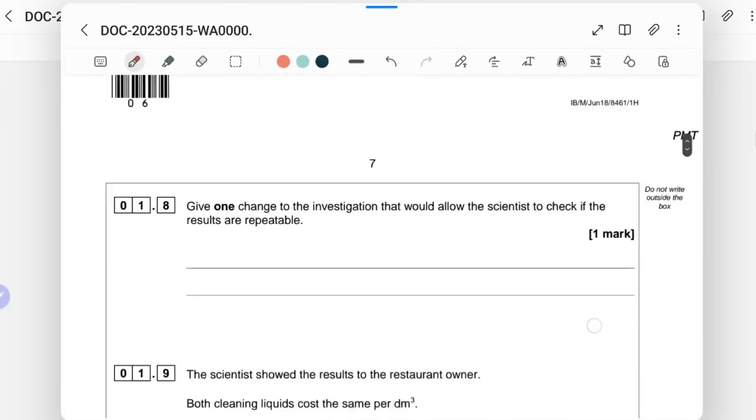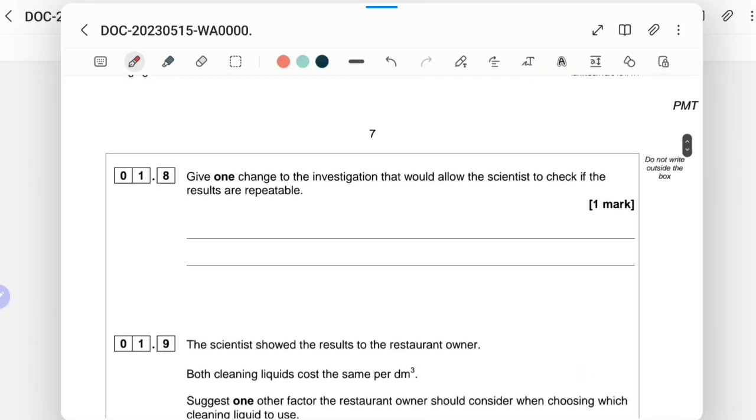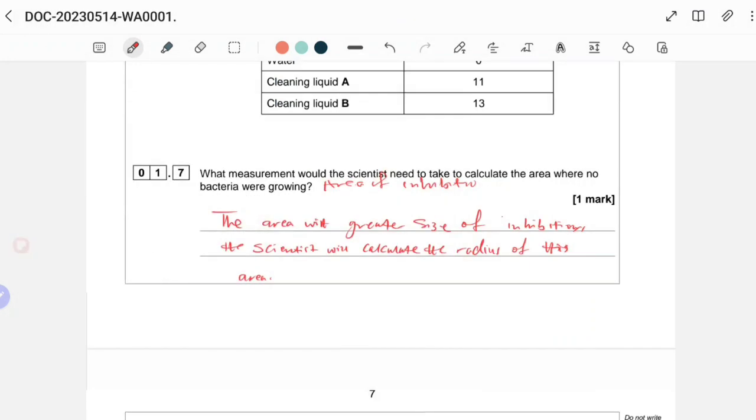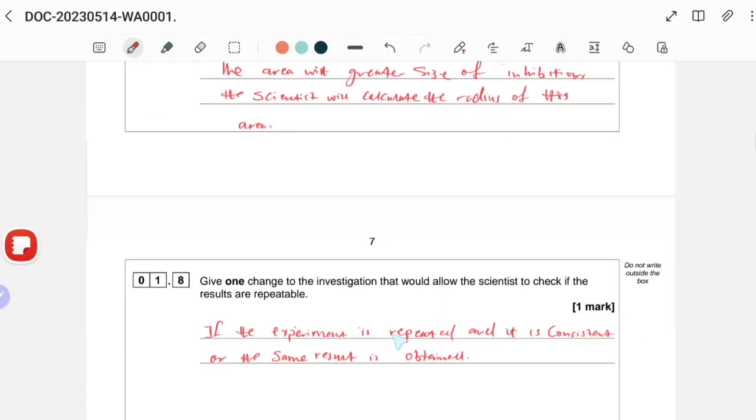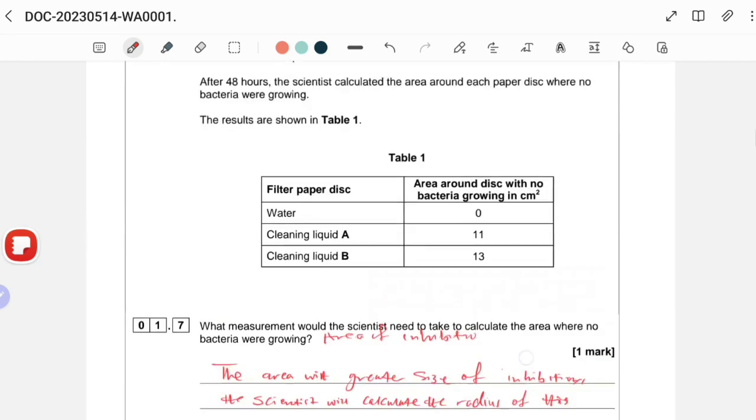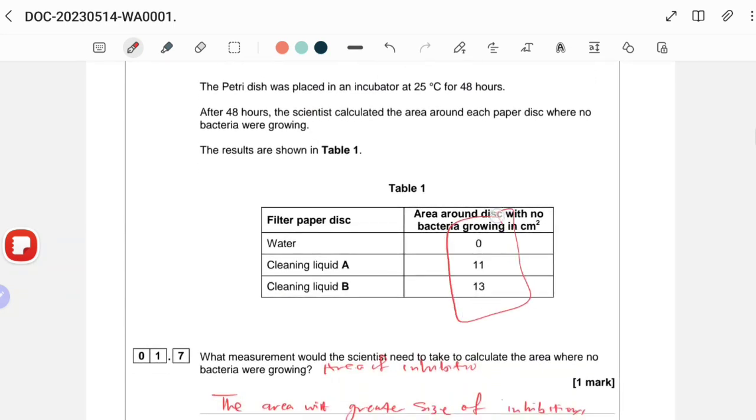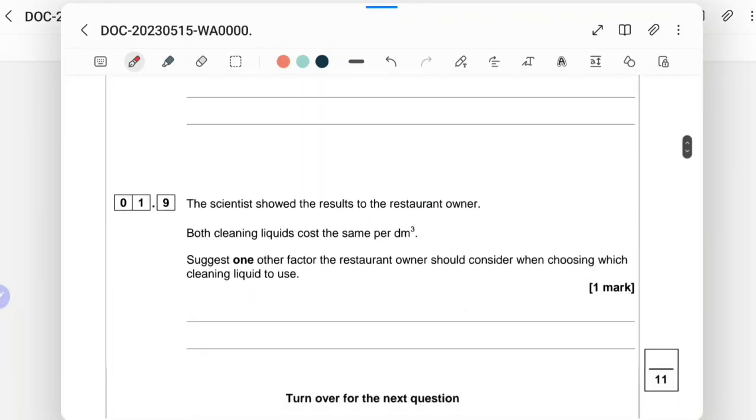Let's move on. It says here, give one other change to the investigation that will allow the scientists to check if the result is repeatable. All right, if it is something you can recommend, or how effective it is. What he needs to do is, if the experiment is repeated and the result is consistent, the same, so if he does the experiment again and still gets the same value, then liquid B is truly effective. Next question.